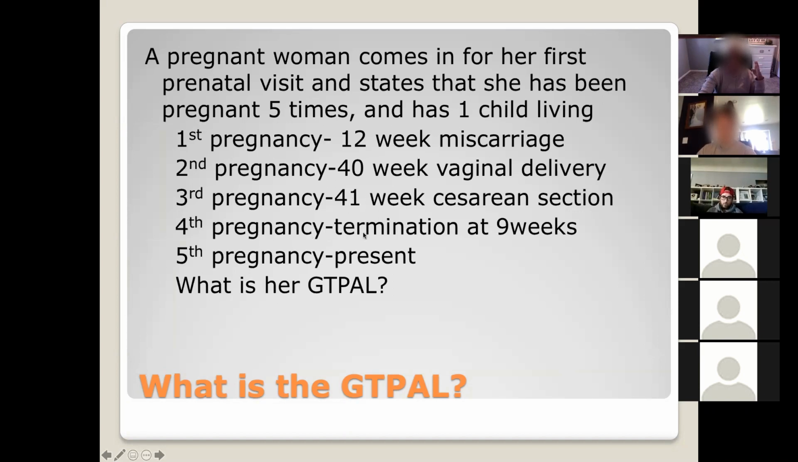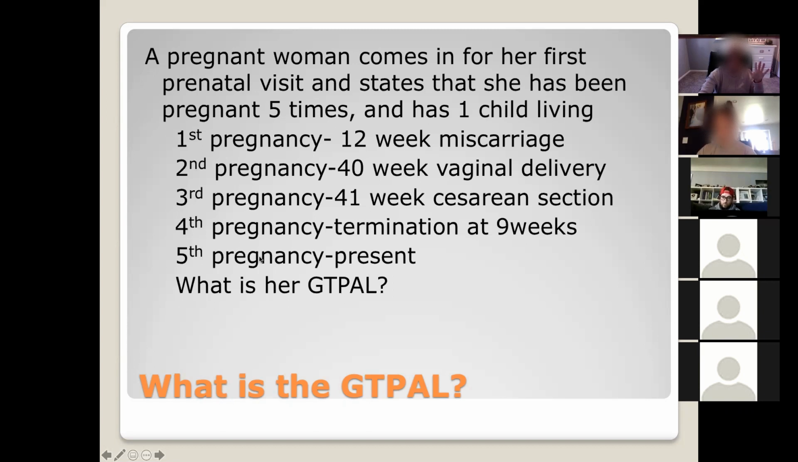Her fourth pregnancy was a termination at 9 weeks. Again, doesn't matter why, but it was 9 weeks, so it was prior to that 20 weeks. So that's another A. So now we have two A's, the 9-week and the 12-week under A.